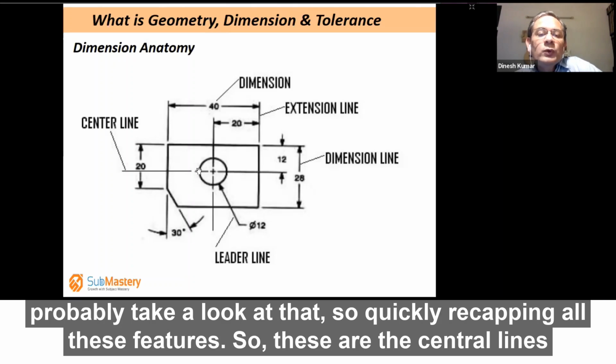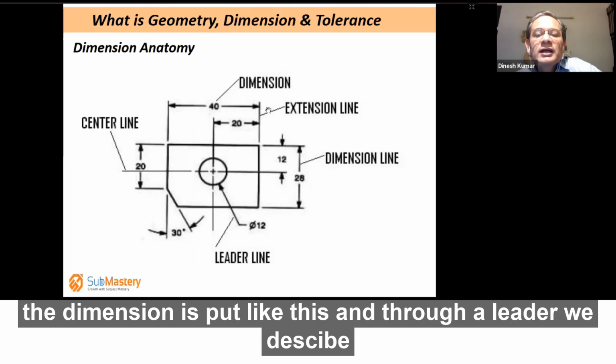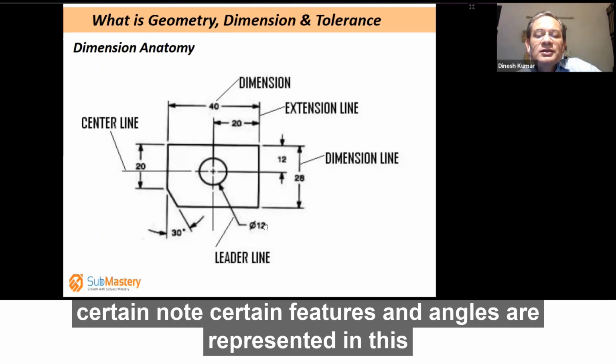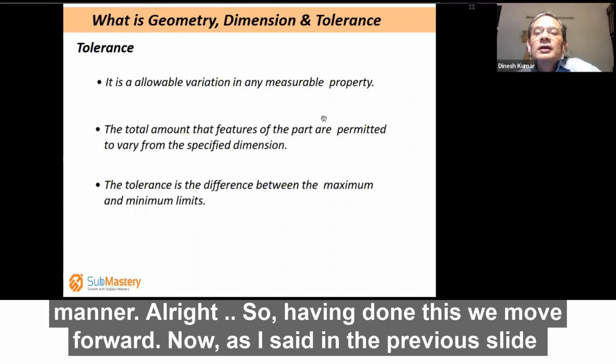So quickly recapping all these features: these are the center lines, and these are the extension lines. The dimension is put like this, and through a leader we describe certain notes, certain features, and angles are represented in this manner. All right. So having done this, we move forward.